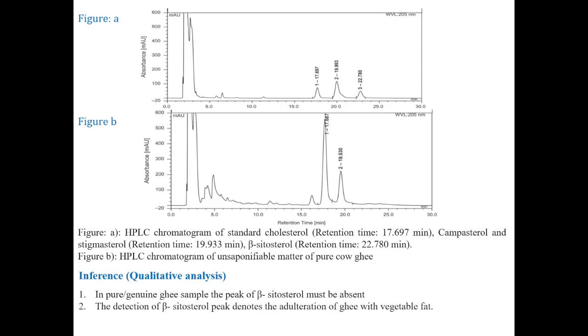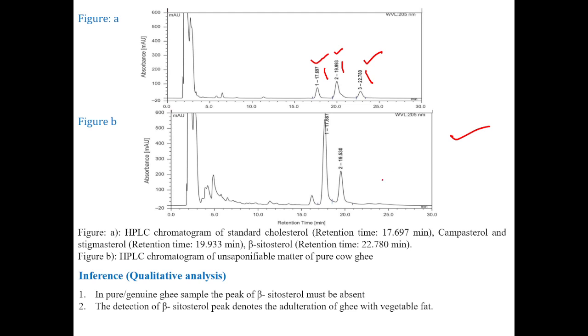So here is the chromatogram. You can see that the first chromatogram is of the standards. This is the cholesterol peak, then we have stigmasterol, and this is beta sitosterol. Beta sitosterol retention time is 22.780, whereas stigmasterol is 19.993, and cholesterol is 17.697. Now this is the chromatogram of our sample. Any sample you can take.